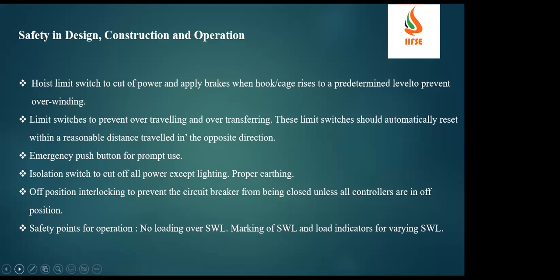If in your company multiple EOT cranes, jib cranes and monorail cranes are there, we need anti-collision sensors between two cranes, so that during operation they do not collide with each other. An emergency push button for prompt use. In case of any emergency, we can use push buttons in various locations to stop the cranes. And an isolation switch to cut off all the power except lighting and earthing. Sometimes people have an emergency button for controlling all the cranes. With a single button, it can stop or isolate the supply of all the cranes installed in your facility. In safe operation, there should be no loading over SWL, marking of SWL, and load indications for varying SWLs, which means we should not overload or load above the designed SWL.